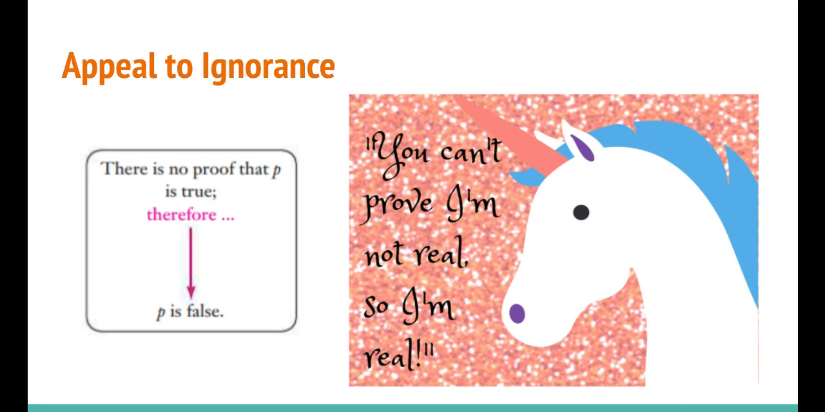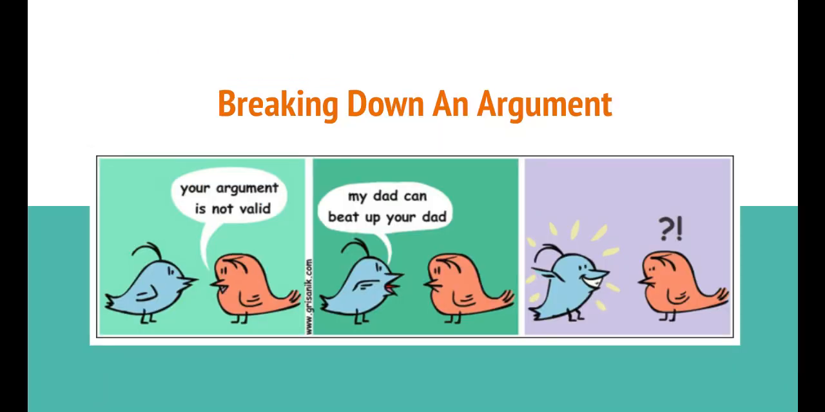Appeal to ignorance. There's no proof of something, so it must be true. You can't prove I'm not real, so I must be real. So in the absence of proof, we base our conclusion on the absence of proof. So, appeal to ignorance. Let's break down some arguments.